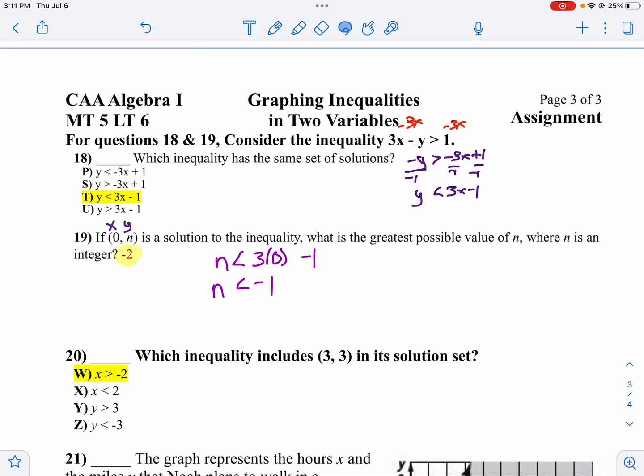Okay, which inequality includes (3, 3)? And they say x is greater than negative 2. So is 3 greater than negative 2? Sure it is. We don't care what y is if you're just looking at x. So 3 is greater than negative 2. And it can't be y because 3 is not greater than 3. Okay, and it's not less than negative 3. So it has to be W on this one.